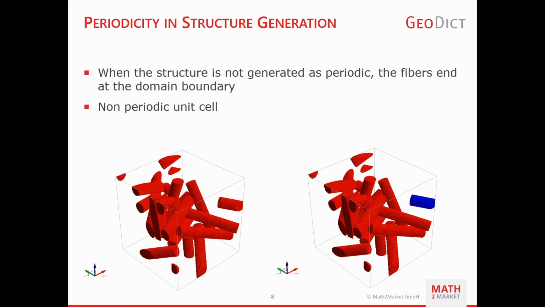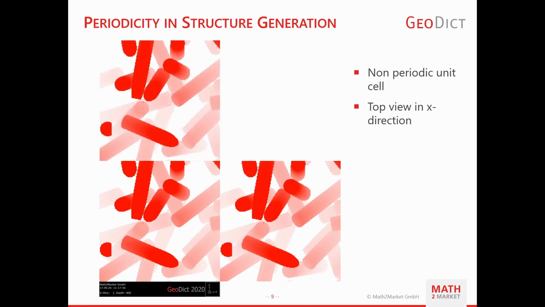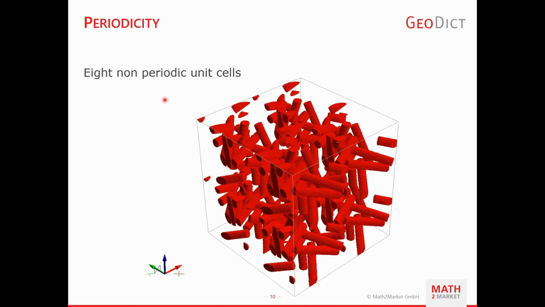When you have a structure that has not been generated as a periodic structure, the fibers just end at the domain boundary. You can see it here. This blue fiber ends at this boundary and it does not go in anywhere else. That also means that these non-periodic unit cells do not form a large continuous structure if you put them next to each other. So if you repeat them, as you can see here, they are not one big structure, but just 4 structures next to each other without any real connection. So here you can see a model of the 8 non-periodic unit cells put next to each other, and they do not form one large continuous structure.